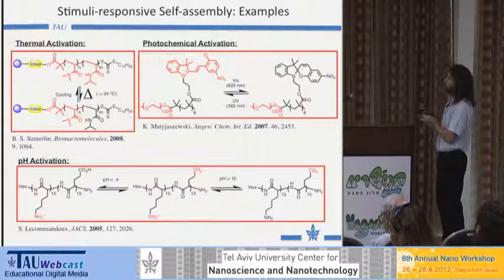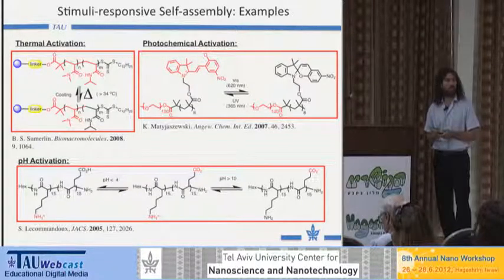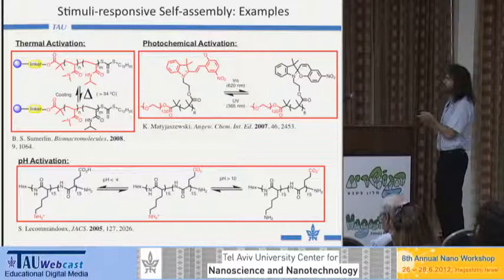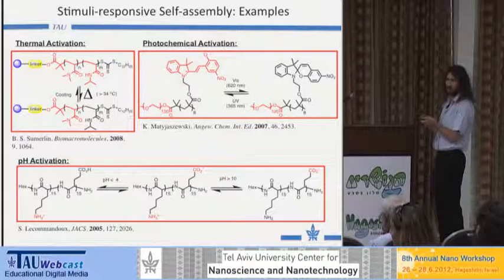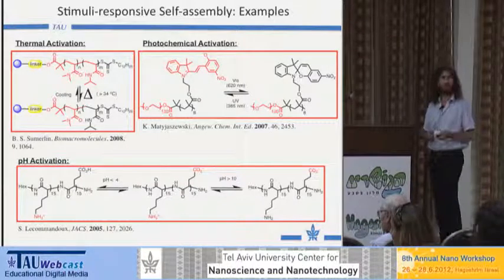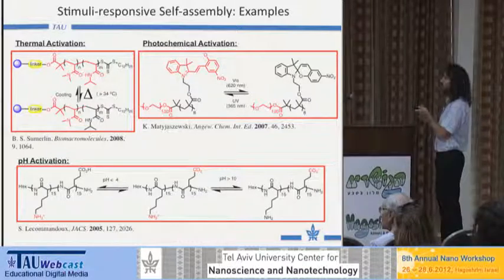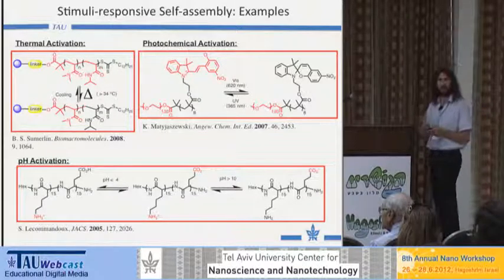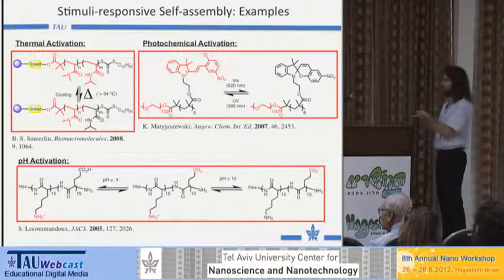People have used photochemical activation, like in this example from Chris Matyjaszewski's group. You have a block copolymer that has this open zwitterionic charged species that makes the hydrophobic part water soluble, and then by irradiation with visible light, you generate this spiropyran that is hydrophobic, and the block copolymer self-assembles.